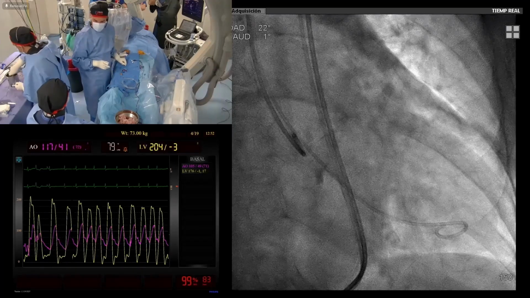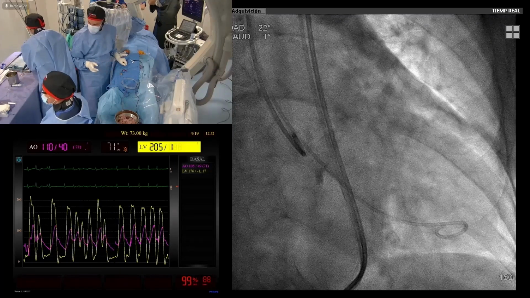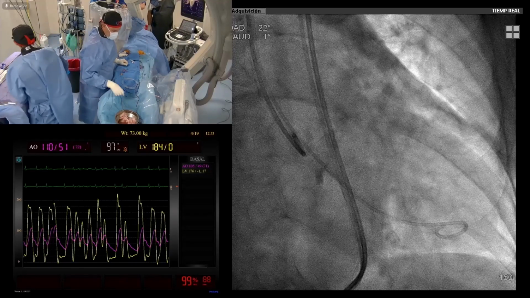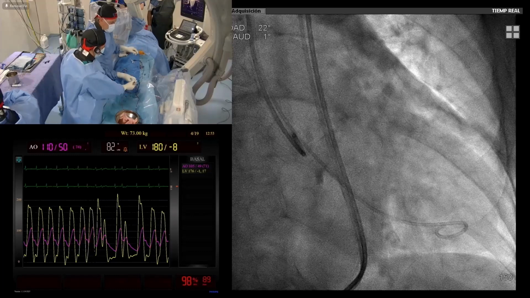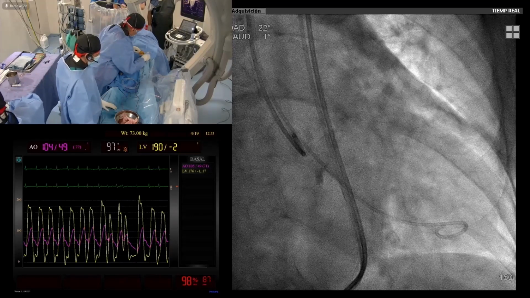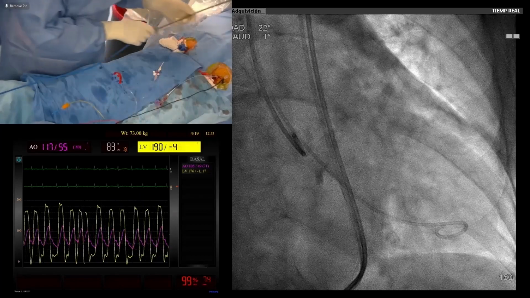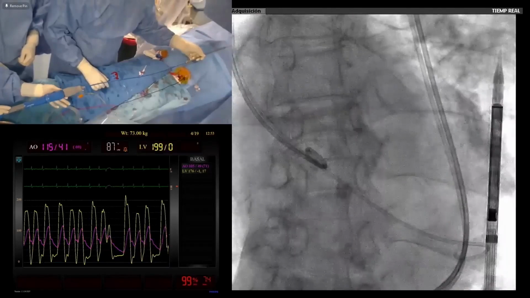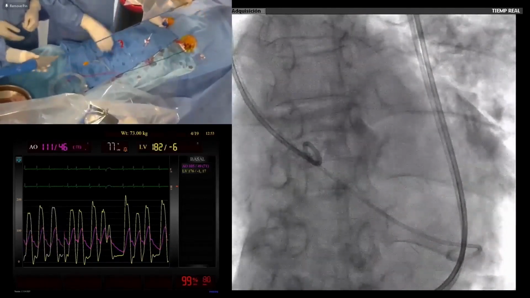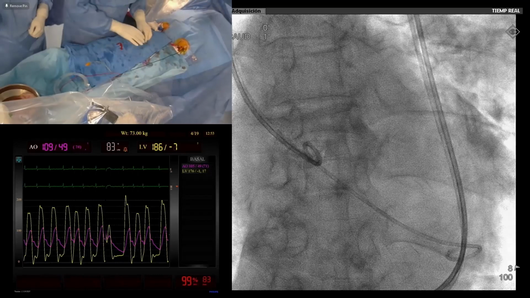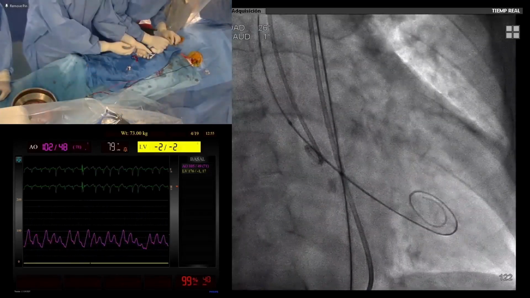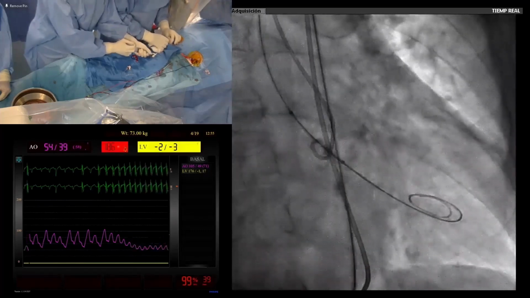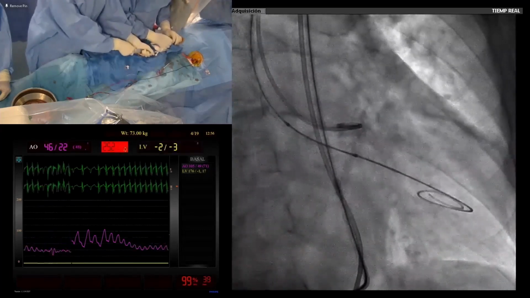We have the 18 balloon. Probably this patient would have tolerated 20 perfectly, but anyway, let's go gently. So, Marisa, there you can observe perfectly both paddles. The valve is properly prepared. So now let's go to 180, 180. Once again, let's go.